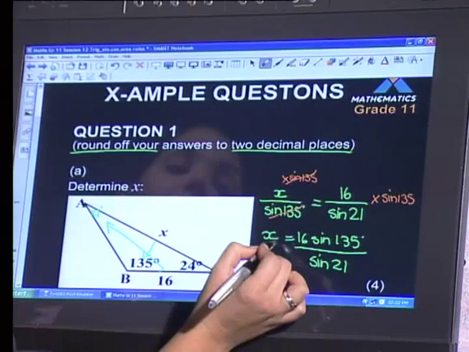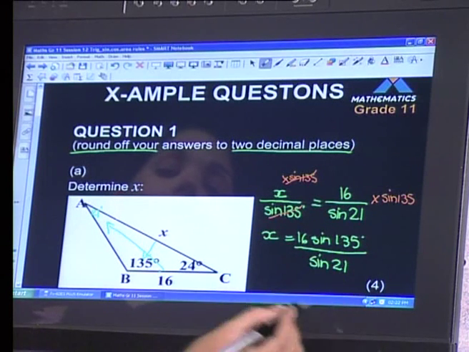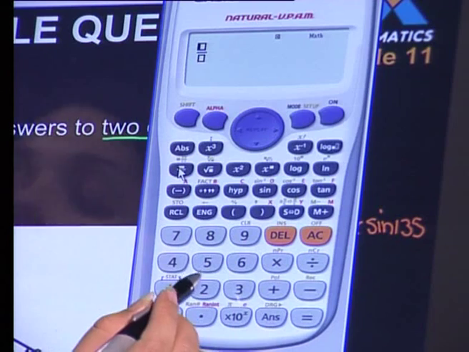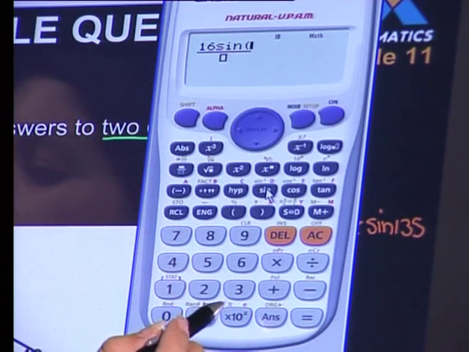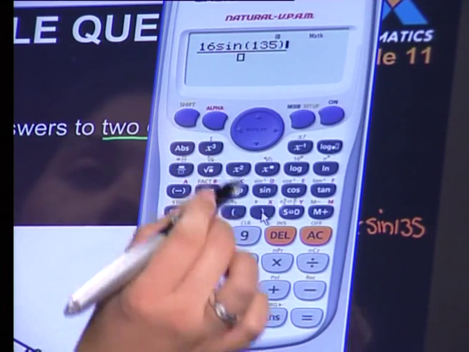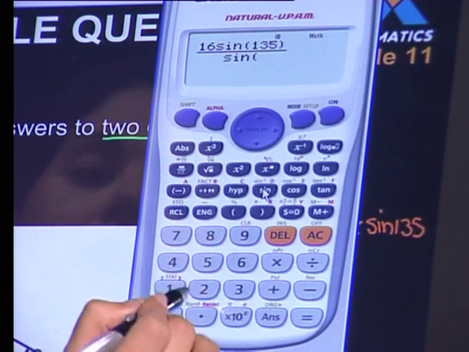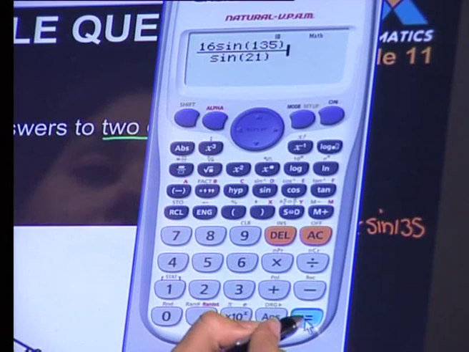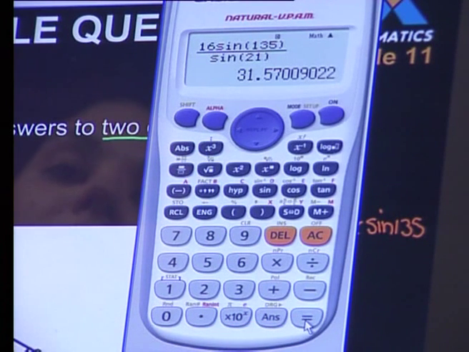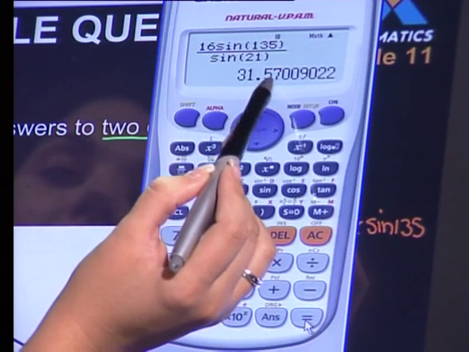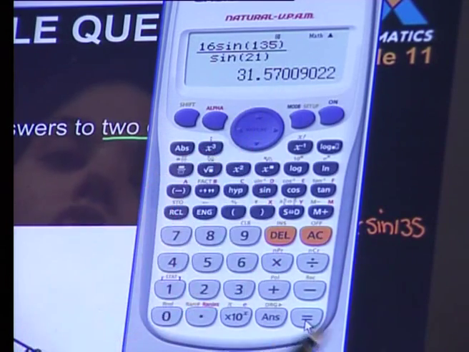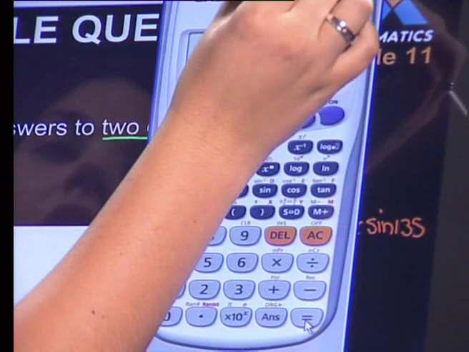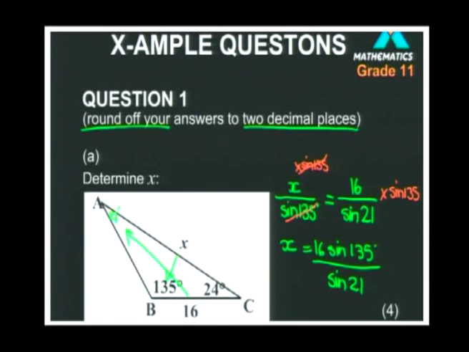We now go and find the value of x by simply punching these values into our calculator. So let's do that now. Let's clear that. So at the top, we have 16 sine 135 over sine 21 degrees, and that is equal to 31,57. We were asked to round off to 2 decimal places, and there we go. So because the digit next to the 7 is a 0, we of course round down and it's just 31,57. Hope you got the same answer if you were doing that on your own as well.